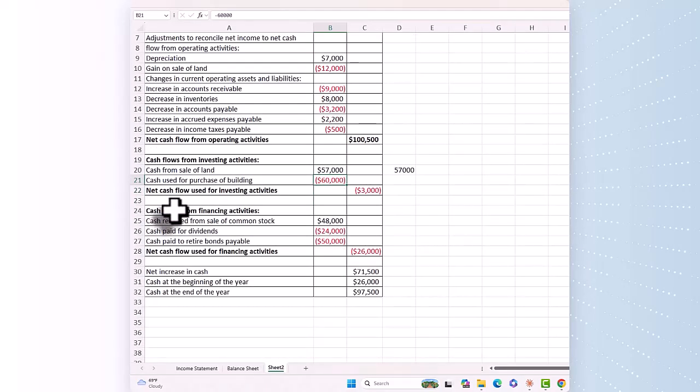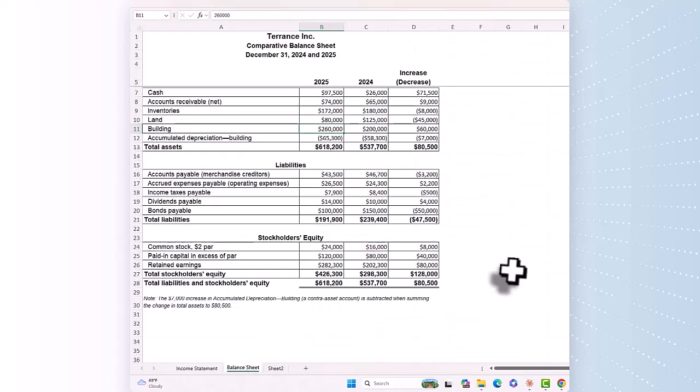Come down here to the cash flow from financing activities. Those financing activities. So for this section, we're looking for, did we issue any new stock? Did we pay out dividends? Did we pay off any debt? That's what we're looking for here. So that's all liabilities and equity stuff on the balance sheet. So let's take a look.